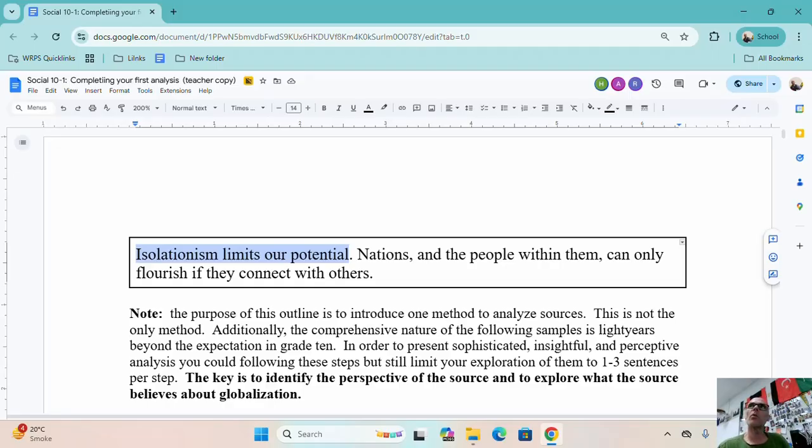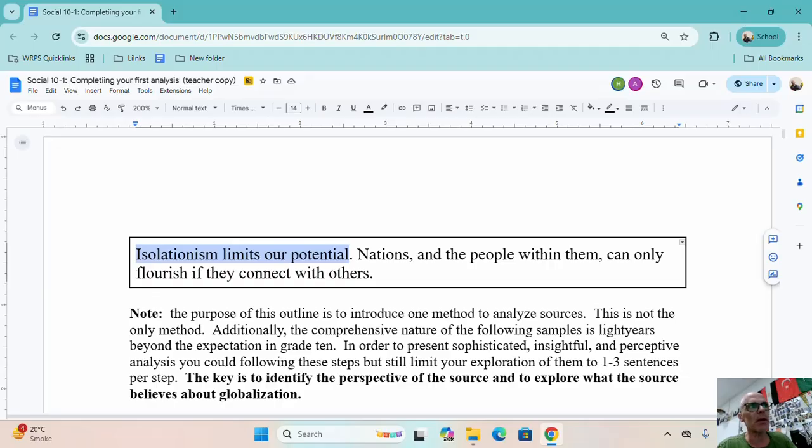So in that way, what we've done is we've taken what's on the page, we've taken the source, and we've added a layer of interpretation. We've shown that we're a little more adept, a little more capable at unpacking it by looking at the logic behind the source. In this case, we looked at the claim, isolationism limits our potential, and we attempted to find evidence of that.